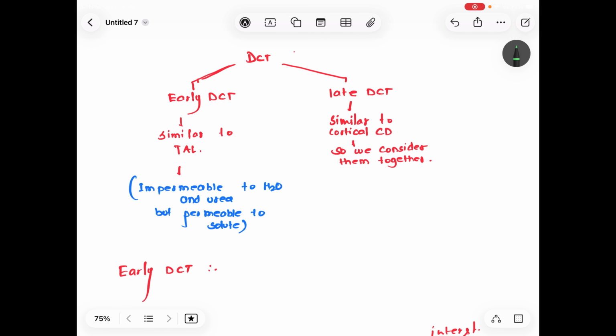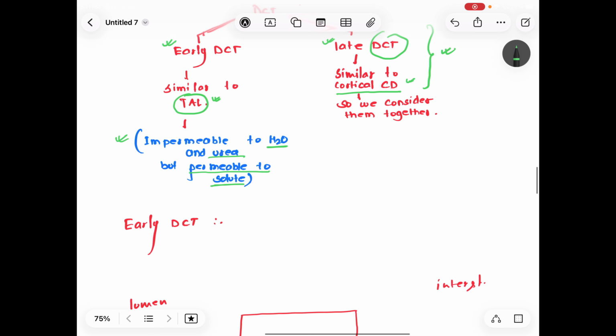Coming to the next part of the nephron, which is the distal convoluted tubule. Actually, the DCT is divided into two parts, the early DCT and the late DCT. Early DCT is similar to the thick ascending loop of Henle, as they both are impermeable to water and urea and permeable to solute. And the late DCT is similar to the cortical collecting duct. So we will discuss these two under the same topic.